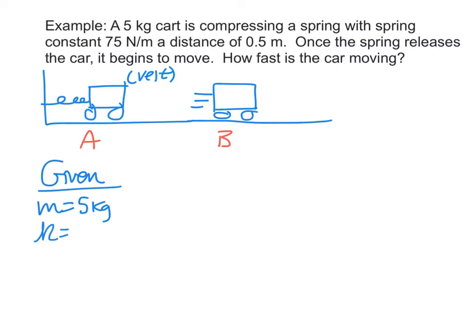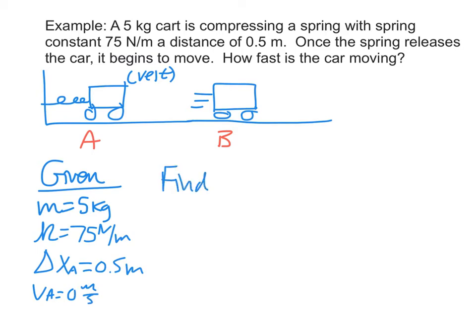Spring constant is 75 newtons per meter. Compressing the spring at A, so my delta X_A is 0.5 meters. Why didn't I use a subscript for a mass or K? Because those things can't change. Delta X can. I know that my speed at A, since it's at rest, is 0 meters per second.